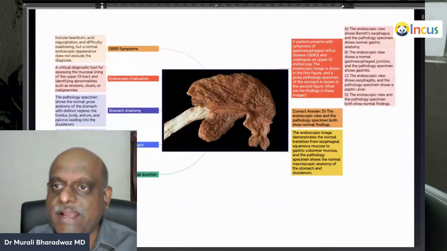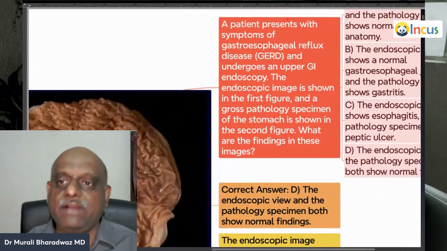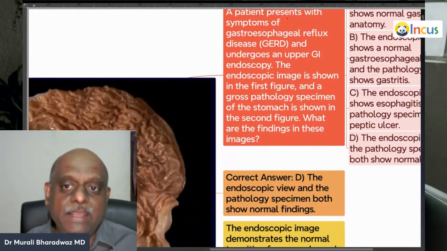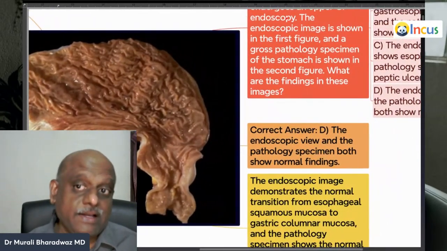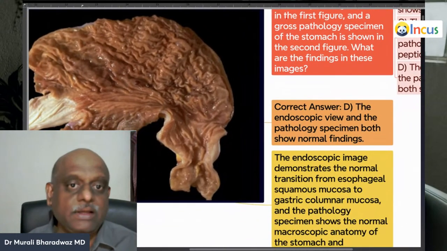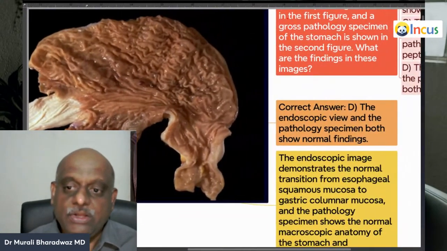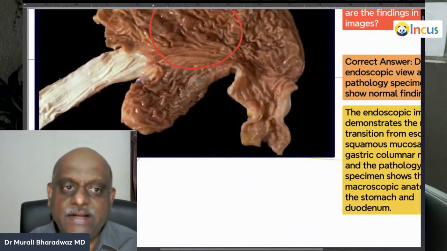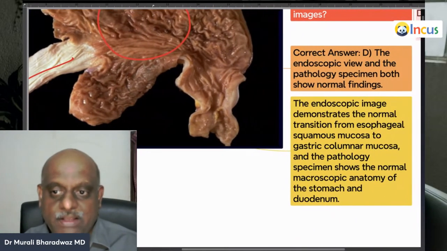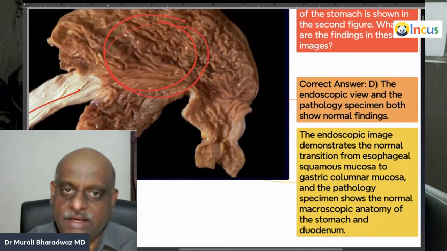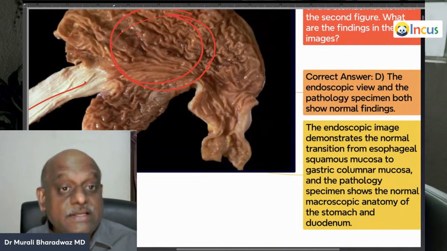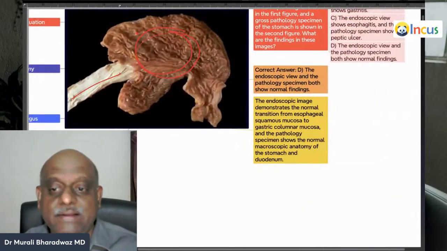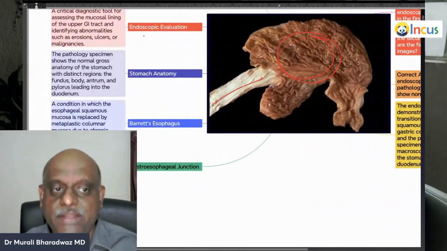Now, a patient has symptoms of gastroesophageal reflux disease and undergoes upper GI endoscopy. The endoscopic image is shown, and later the gross pathology specimen of the stomach. What are the findings in this? These are all normal findings. Why normal? Typically, there is a transition from esophageal squamous mucosa to gastric columnar mucosa. This is the macroscopic pathological specimen of a normal stomach and duodenum, which is what you need to remember.